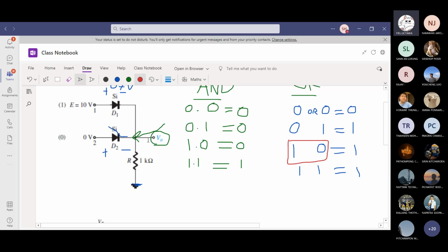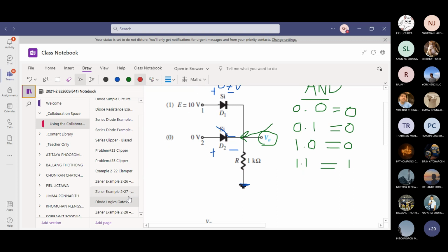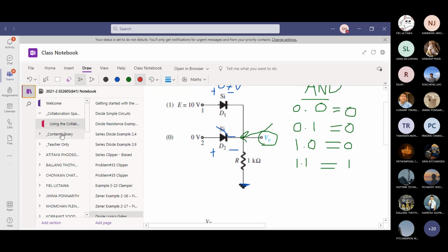0 volt. There will not be any output. It is a Boolean logic 0, logic low. Maybe we have one more example here, 2.15. I'm just trying to see if we have it here.